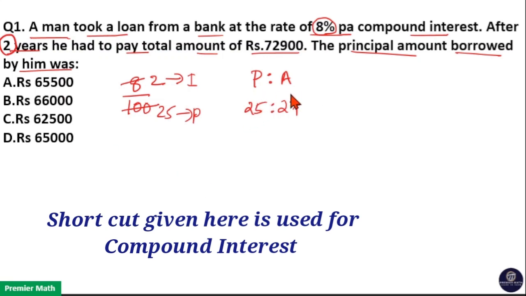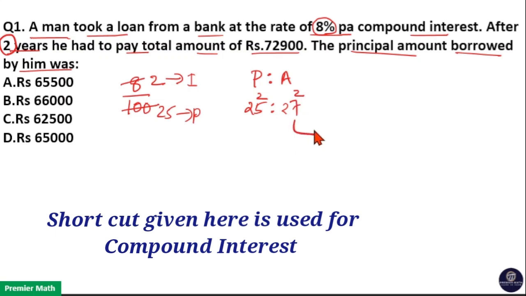If it is 3 years, then 25 cube is to 27 cube. If it is for 4 years, then 25 raised to 4, 27 raised to 4. If it is for 5 years, then 25 raised to 5, 27 raised to 5. So take that way. Now, here it is for 2 years. So, 25 square is to 27 square.